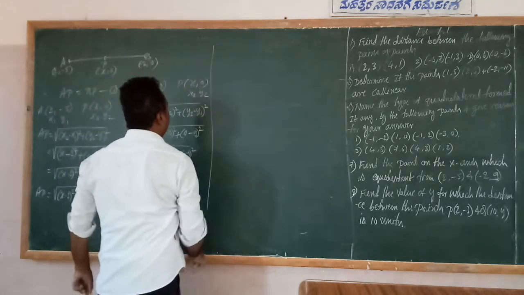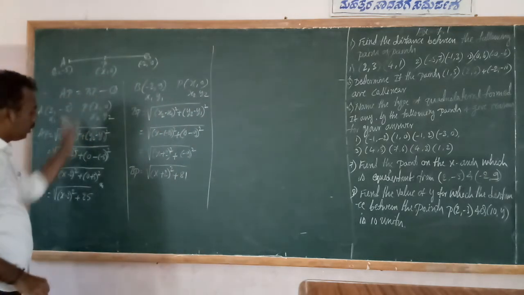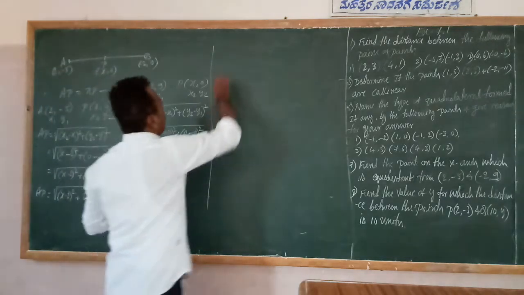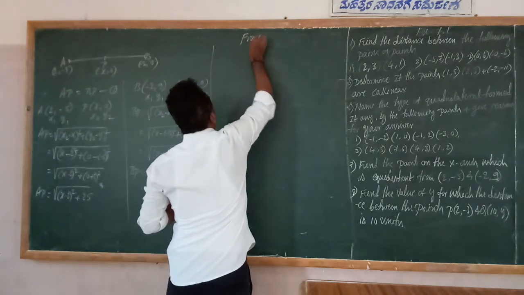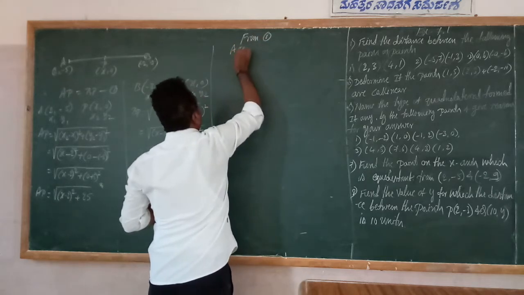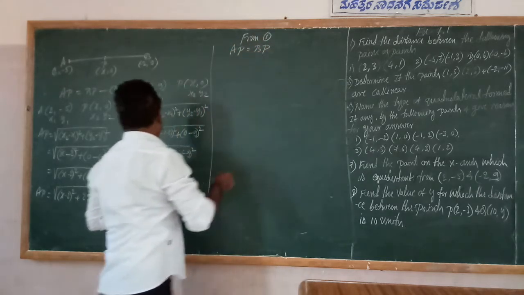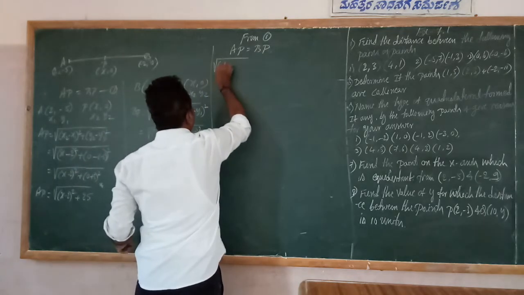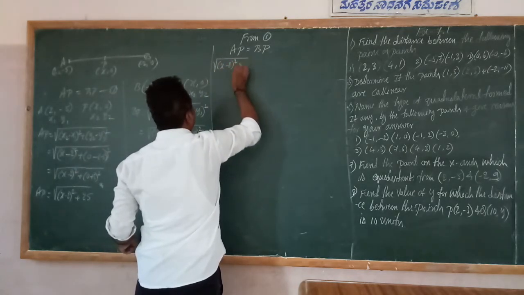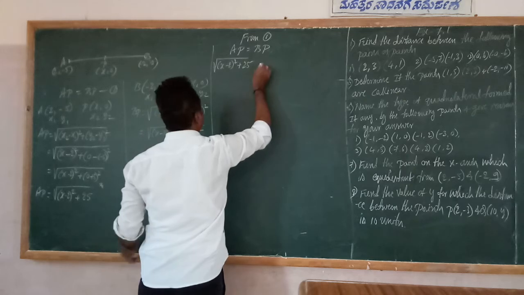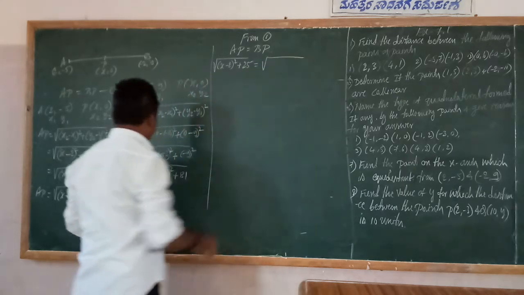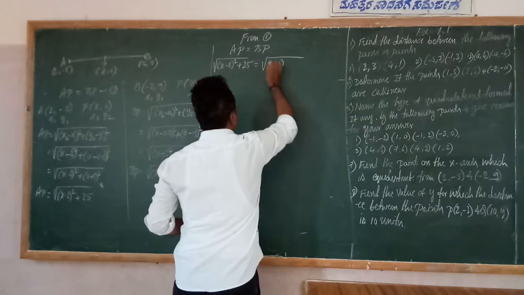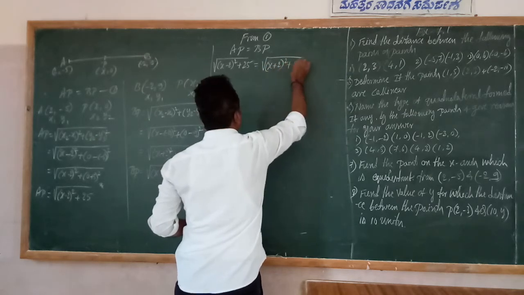Now, AP is equal to BP. The lengths of AP and BP we have to substitute in equation number 1. From 1, AP is equal to BP. What is the length of AP? Square root of (x minus 2) whole square plus 25. It is equal to the length of BP, square root of (x plus 2) whole square plus 81.